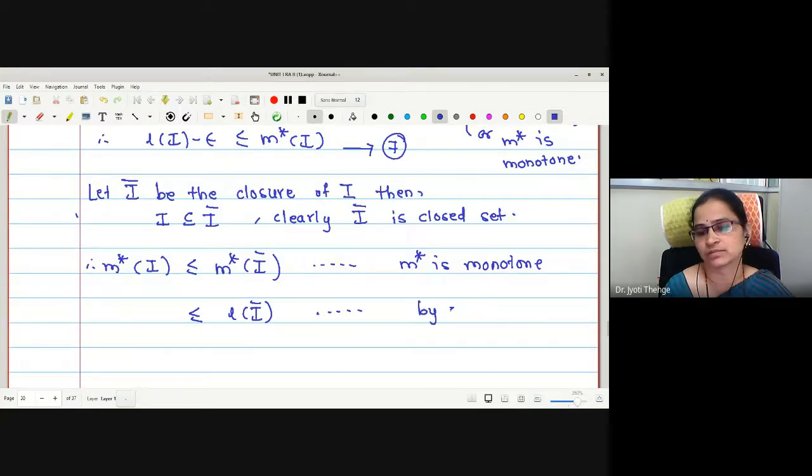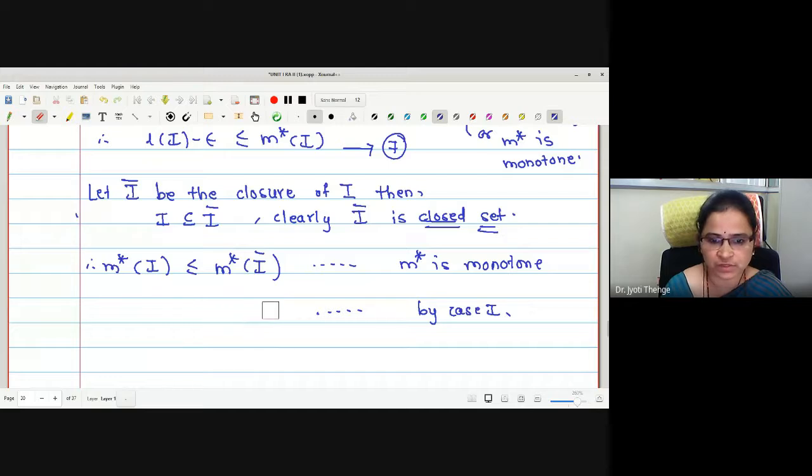Reason? Case 1. Because this is the closed set, and for closed set we have already proved. Or I can write here equal to, it is better to write in the same statement so that it's clear. This is equal to length of I bar. And may I say this is length of I also?